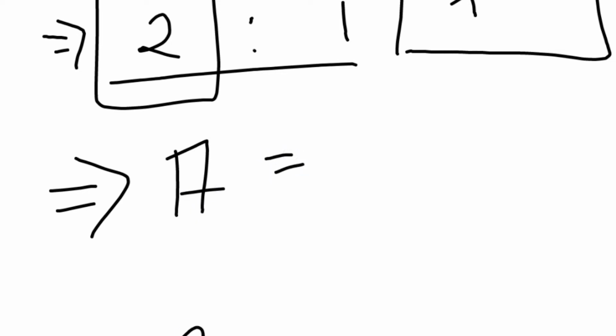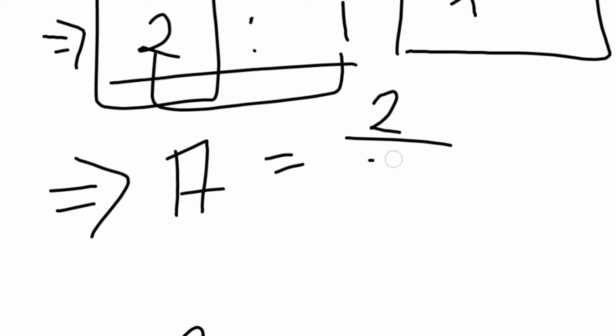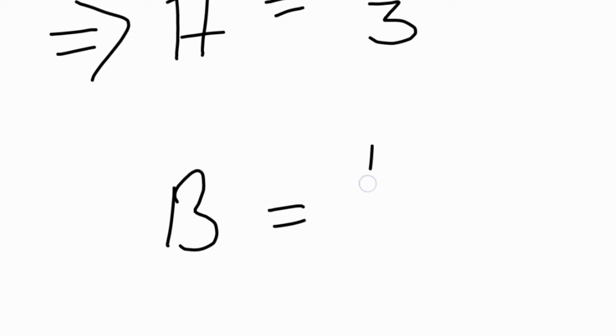Now what is the fraction of A? You know, the given part upon total. What is total here? 2 plus 1, 3. So 2/3 of the whole quantity is A and 1/3 of the whole quantity is B.